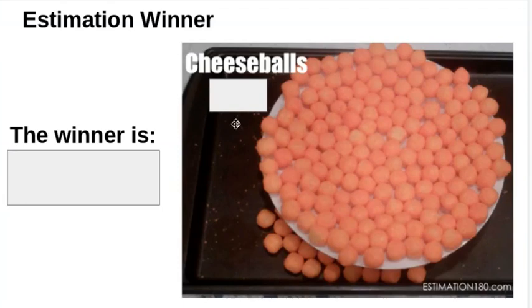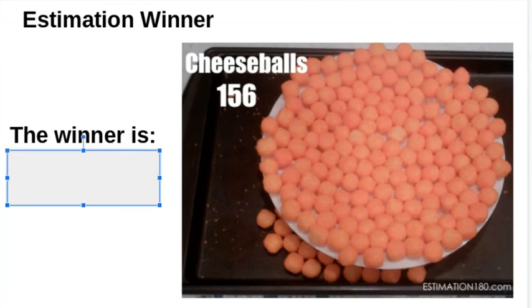So here you can see as many as possible on this plate, and the official answer is 156. So remember, we said we were doing this Price is Right style, which means you had to be as close as possible without going over.